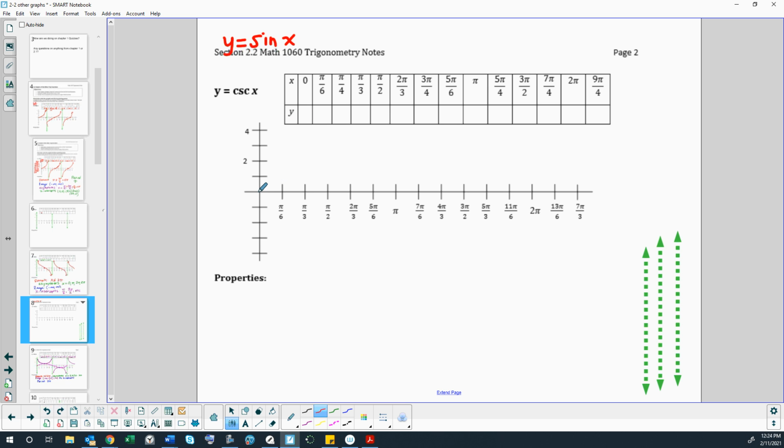So if you remember, our sine graph would start at 0, and then at pi halves it goes up to 1, and then at pi it goes back down to 0, and then at 3 pi halves it goes down to -1, and then at 2 pi it's back up to 0, and it just keeps repeating from there, right? That's our sine graph. Now our cosecant graph will be the reciprocal of that.